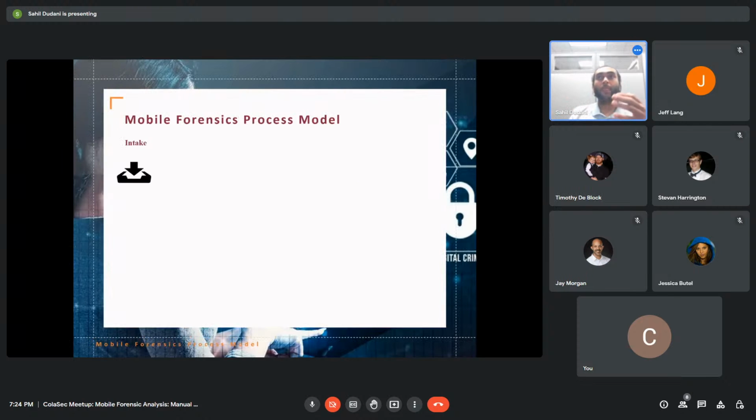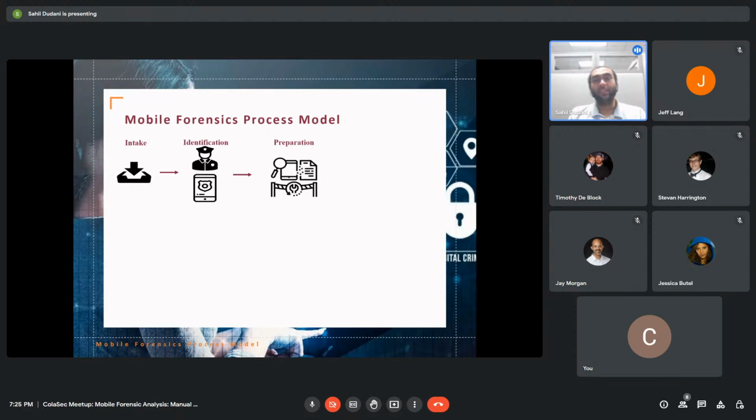So the first phase of the process model is intake. You initiate the procedure for intake, or another agency initiates the procedure for intake. And once that happens, you need to identify the source, or the agency that's initiating the forensic extraction or the analysis. Once you identify the agency, you also identify the questions that come with that particular case. Like, what does the case pertain to? What are you specifically looking for? And that all falls under the identification phase.